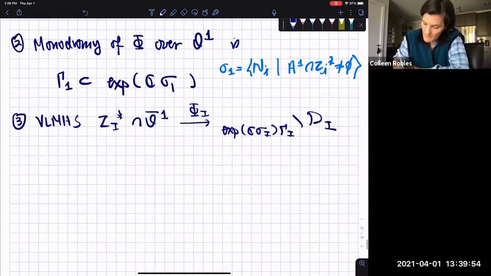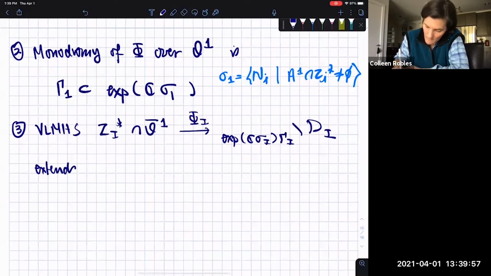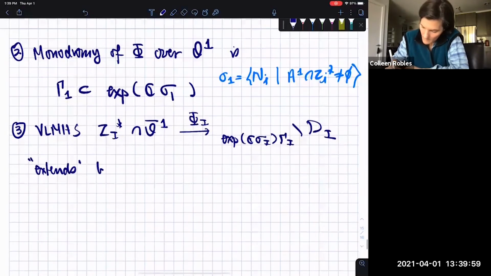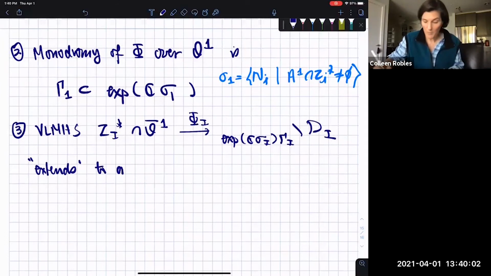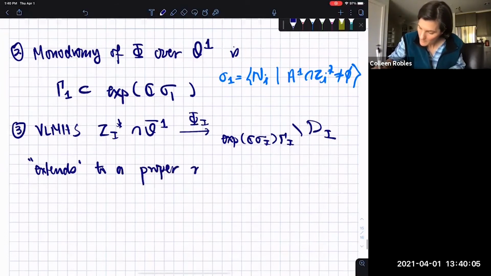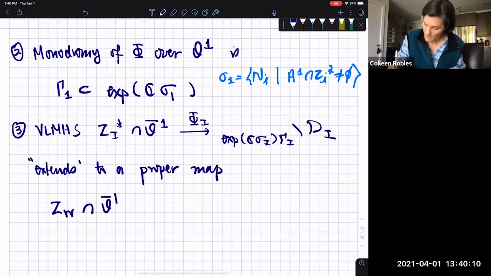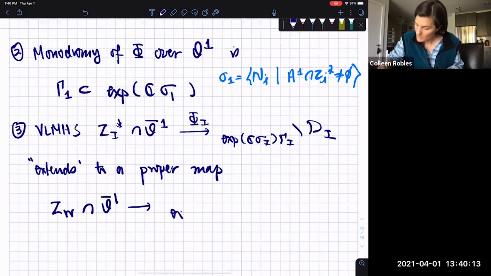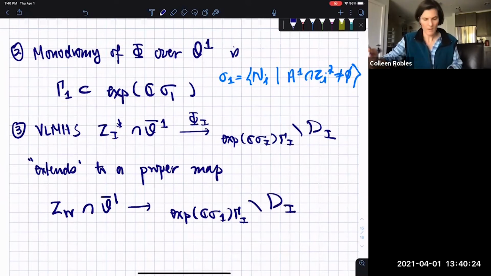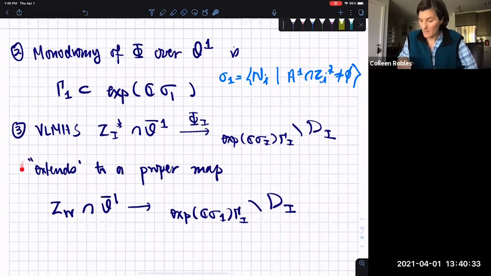So this extends to a proper map to exp. Oh, no, it is I there. Okay. So why did I put extends in quotes?